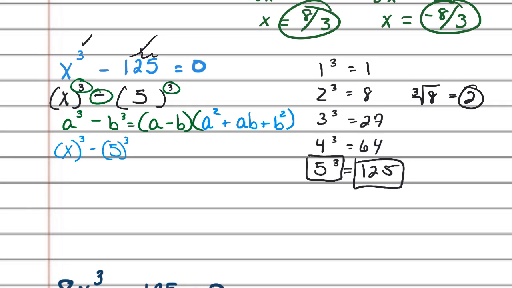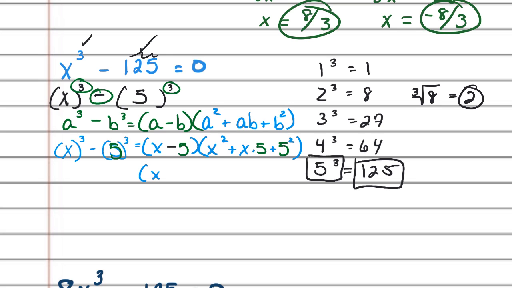we can just substitute those in. Every time I see an x or an a, I'm going to put in the x. Every time I see a b, I would put in the 5. Just like that. Then it says take the a and square it, so I go x squared. Then it says take a times b and add it, so you go x times 5. Then it says add b squared, so that's 5 squared.